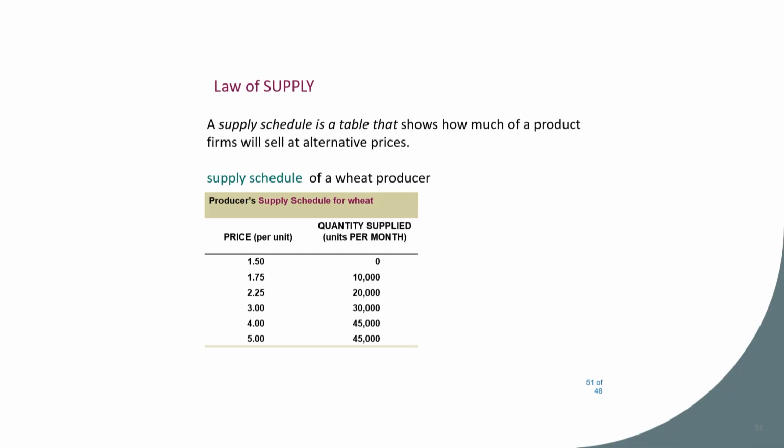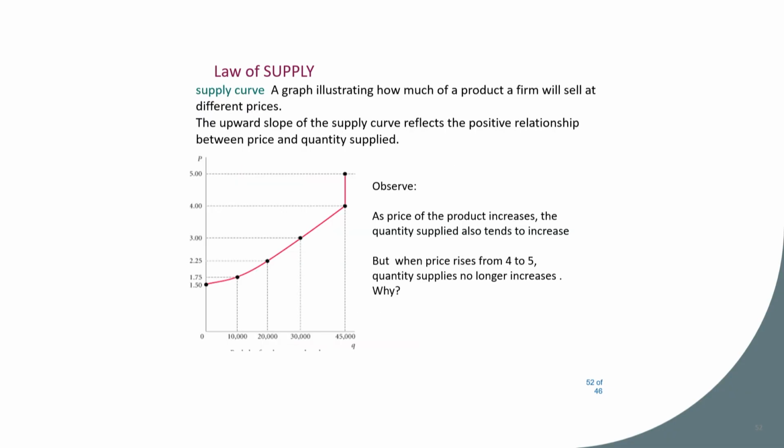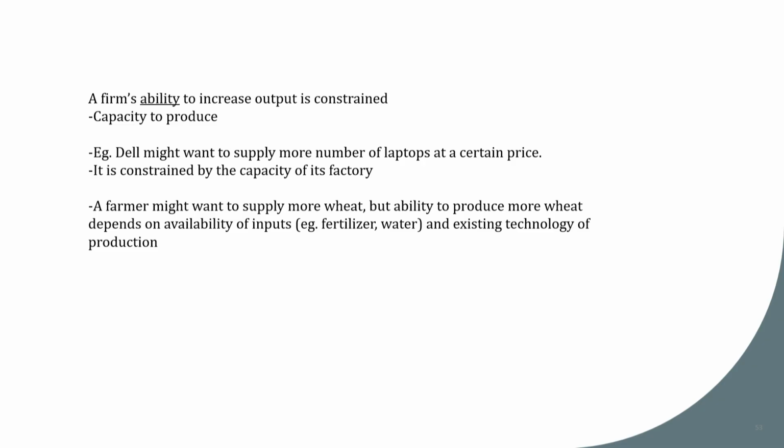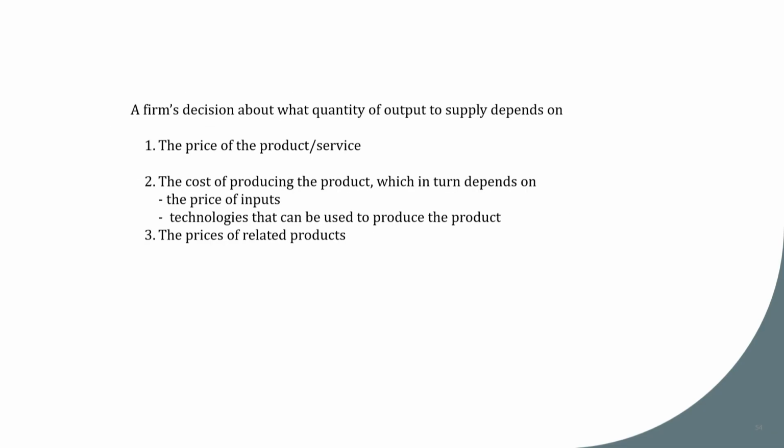This is the supply schedule, which is self-explanatory, and similarly this is the supply curve. It slopes upward from left to right, but after a certain point you can see that it becomes vertical. Vertical means it is constrained by their capacity to produce. Some examples: a firm's ability to increase output is constrained by capacity to produce. Dell might want to supply more laptops at a certain price, but is constrained by the capacity of its factory.